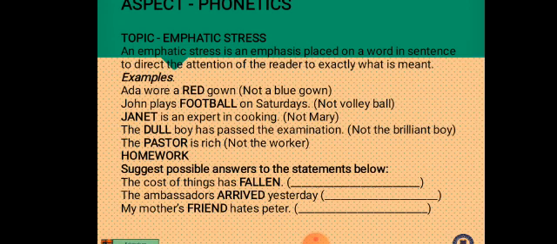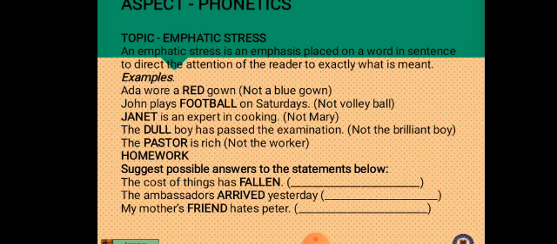Now, homework. Suggest possible answers to the statements below. You are going to look for the opposite of falling. Then, in this space provided, you are going to tell us the cause of things. You choose the opposite of falling. You are no longer going to use falling here.